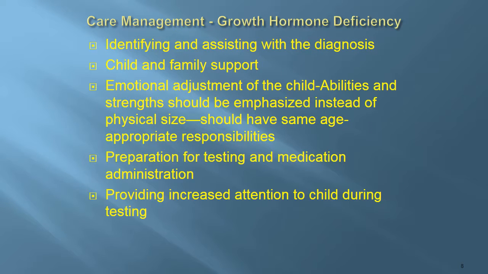Nursing care for the child with a growth hormone deficiency includes identifying and assisting with the diagnosis, providing child and family support, assisting with the emotional adjustment of the child. The child's abilities and strengths should be emphasized instead of physical size. They should have the same age-appropriate responsibilities. The nurse also helps with preparation for testing and medication administration and provides increased attention to the child during testing.